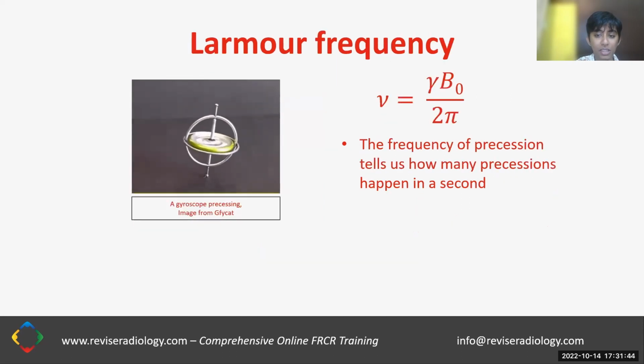The frequency of precession tells us how many precessions happen in a second. So this happens when we apply a magnetic field to the proton. It starts to precess. It starts to move in this way, where it's not just spinning on its own axis, it's also going like how this gyroscope is going in the GIF on the left. And the frequency with which it precesses, that is the number of precessions that happen in a second, is related to the magnetic field that's applied, and it's called the Larmor frequency. So this is a pretty important equation that we need to be looking at.